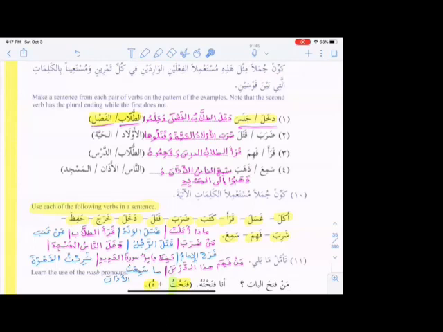We have here katala again. So you can say katala rajulu, whatever you want to say. A zubaba, a fly. The fly was bothering, so he hit the fly and the fly got killed. Katala rajulu zubaba. Now what is this? Dakhala nasu masjida. People entered the masjid.